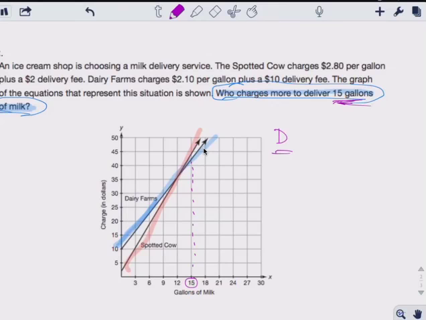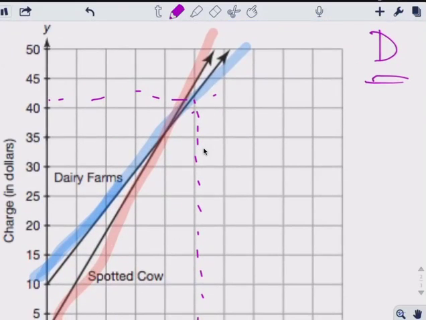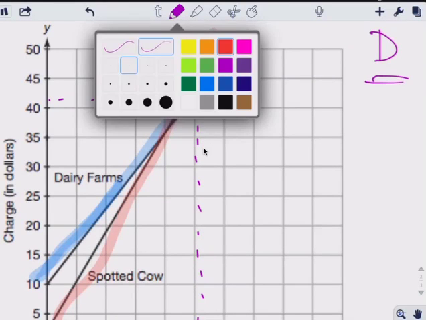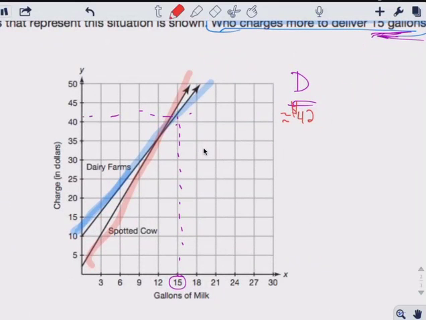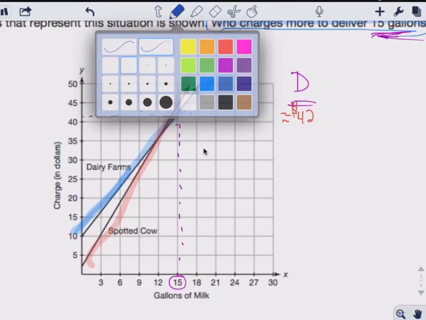So how much did Dairy Farm charge you? You go across. 40, guys. It would be right here. It's not 40, it's just a little bit above it. How much is that? About $42. Okay? Now the other one is Spotted Cow.